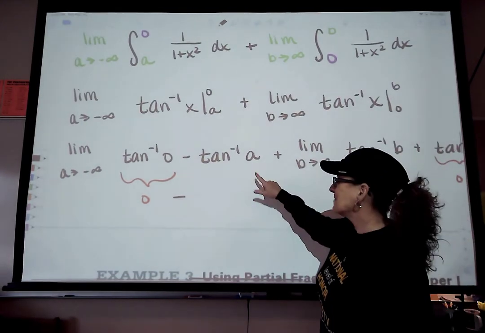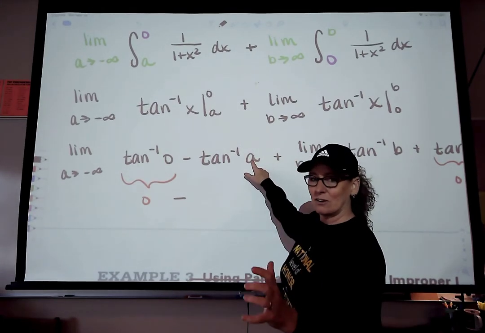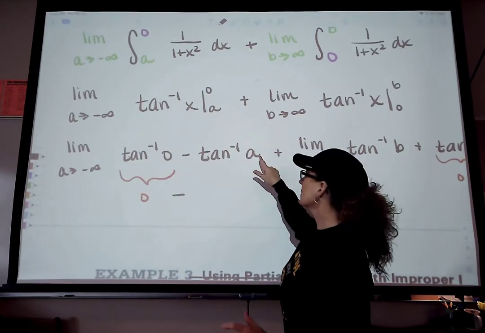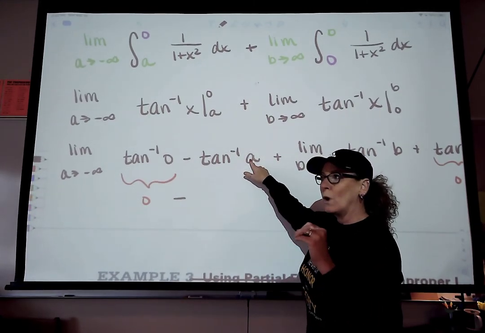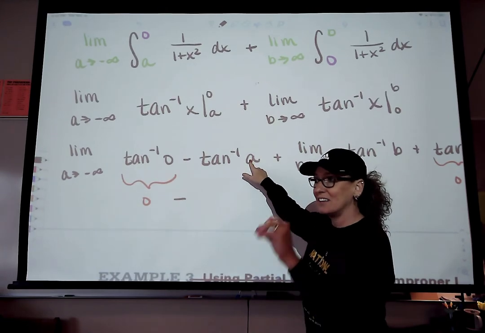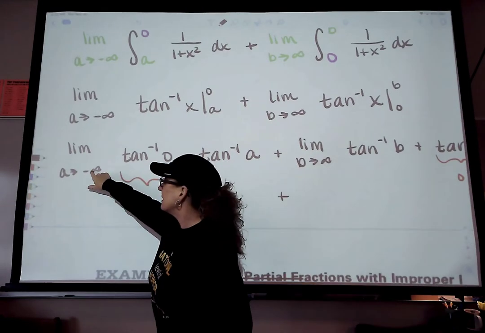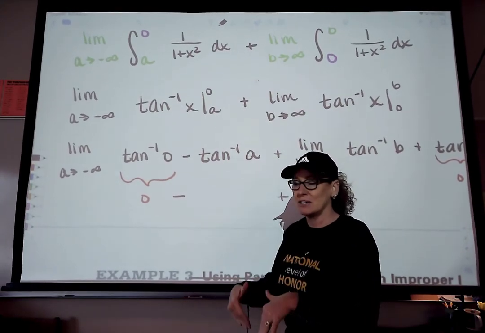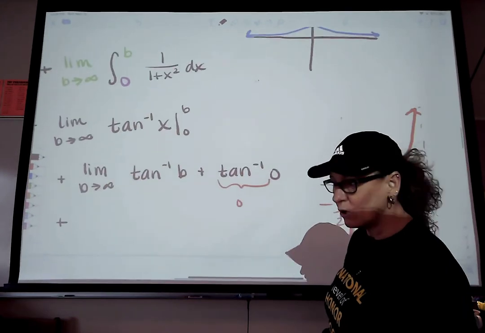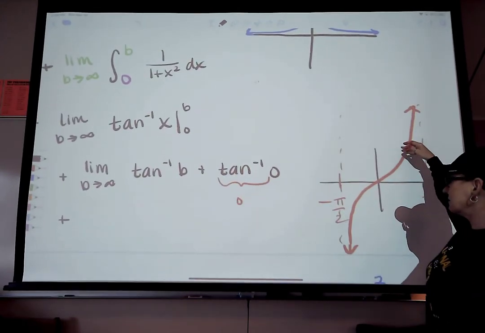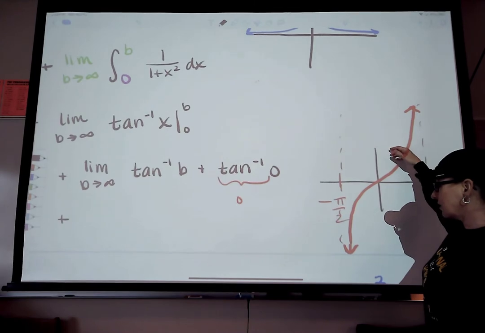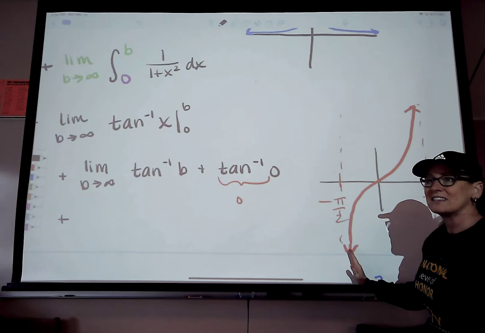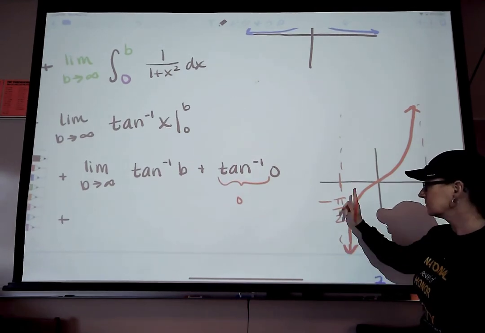All right. Next one. Ready? Give me an angle where my tangent graph heads to negative infinity. So if I sub in negative infinity for this, what angle is my tangent graph headed toward negative infinity? At what angle? Well, can you see that the graph is headed toward negative infinity right here? What is the angle that we are approaching? Negative pi over 2.